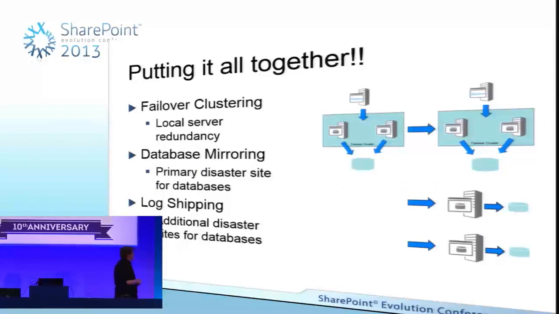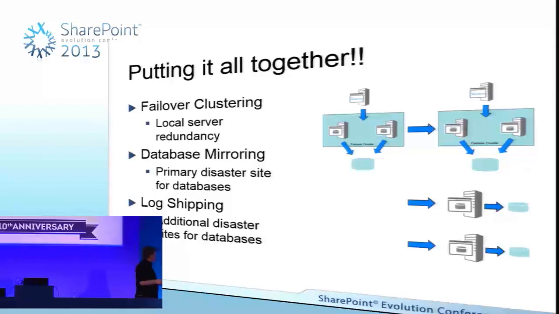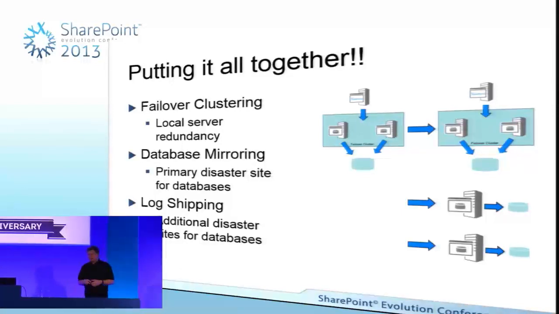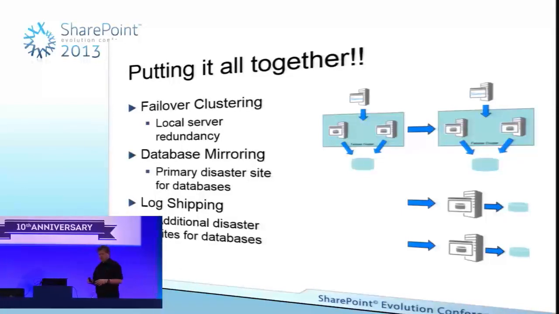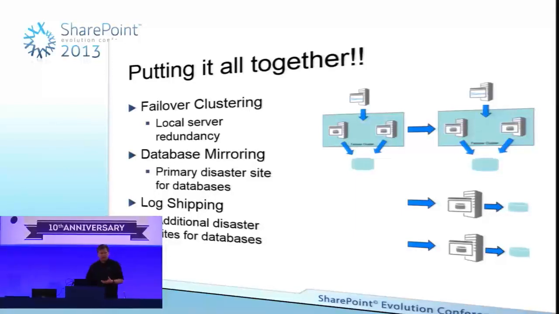Putting it all together, including clustering, mirroring, and log shipping. What we're seeing here is a scenario where there are all kinds of options. We can have local clustering. We can then mirror those clusters. We could mirror that cluster to another cluster. We could then log ship that cluster as well. So there's all kinds of things we could do. The complexity really comes into how much money you have to spend. What are your SLA levels? What are you trying to protect, and how much do you need to protect it?